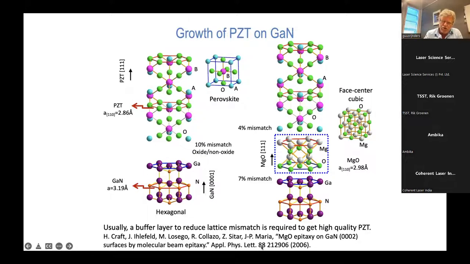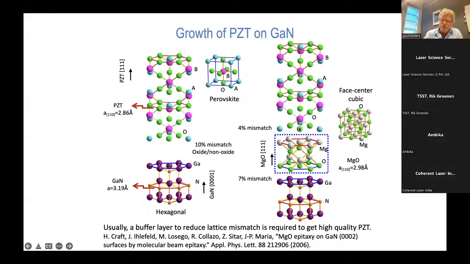We also talked a lot with Jon-Paul Maria at that time. He showed that magnesium oxide epitaxy on gallium nitride is possible. Gallium nitride, of course, has a very different crystal symmetry compared to our perovskites. But if you look carefully, if you grow it in the 111 direction, you can grow it epitaxially, although with a very high misfit. You also have to deal with a non-oxide and an oxide material, so there is also a different chemistry at this interface. It was shown by this group that you can grow magnesium oxide on gallium nitride, and we also tried it, and it actually works indeed.